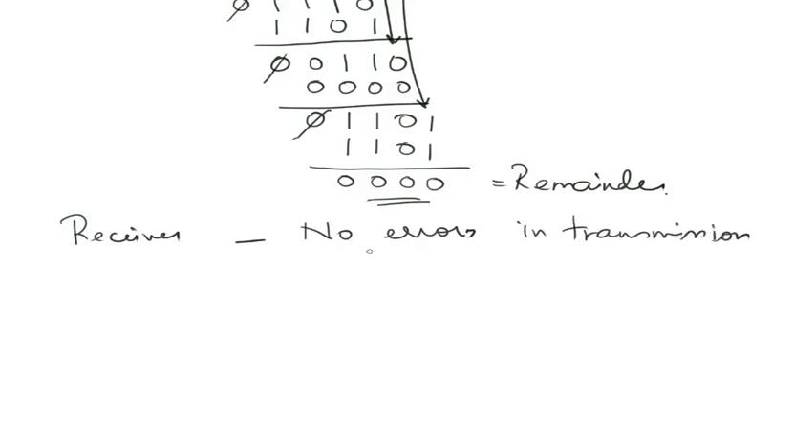So there is no error in the transmitted message. But if the remainder is not all zeros, suppose we got some value of 1 here, then the receiver will understand that there is some error in the transmission. In such a case the receiver will ask the transmitter to resend the data once again. That is, the entire message is to be resent by the transmitter.